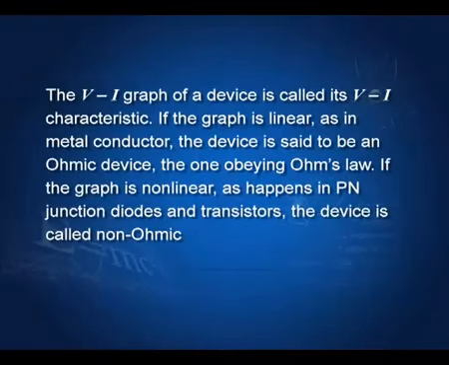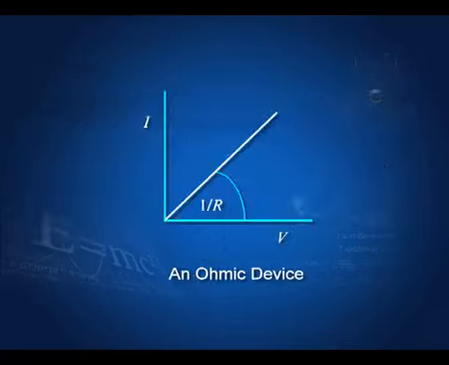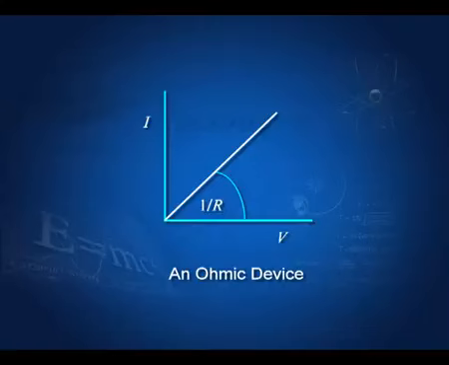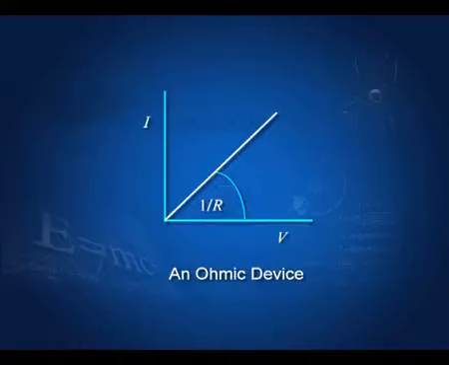If I plot I against V, if I establish a certain potential difference across a wire and find out the current, then this is the graph I get, and the slope of this graph is 1 by R, because V is I times R or I is V by R. Therefore, this slope is 1 by R. And these devices which have this linear relation between I and V are called ohmic devices. Ohmic is from Ohm's law. So, they are called ohmic devices because they obey Ohm's law.